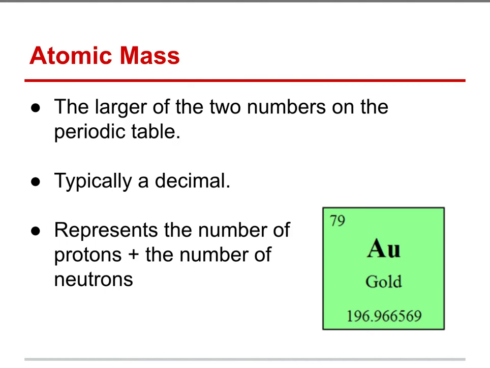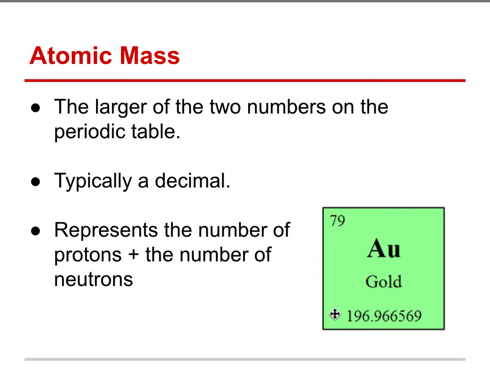Speaking of mass, let's talk about that second number on the periodic table. So looking at any individual cell on the periodic table, you'll typically have 2 numbers. The smaller whole number, that's our atomic number. That's the number of protons. It's also our number of electrons.